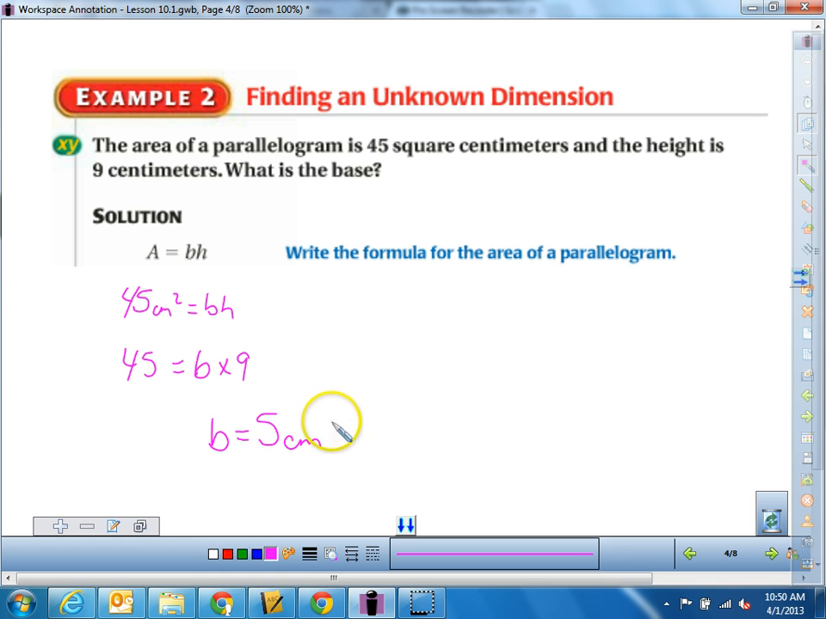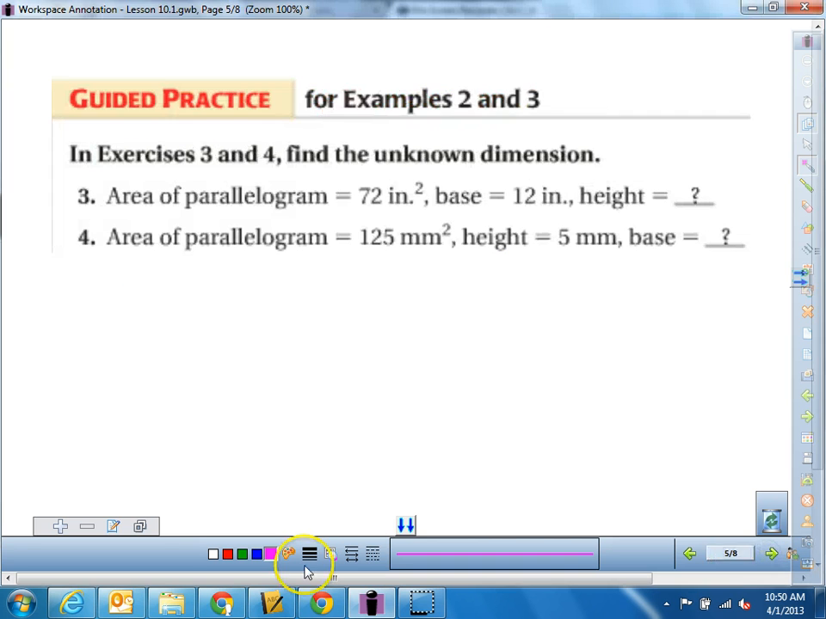Now, am I going to put 5 centimeters squared? No. My answer is not squared. Remember, our base is centimeters, and our height is centimeters. That's how we get centimeters squared. Centimeters times centimeters is how we get the squared. So our base is just going to be plain old centimeters.